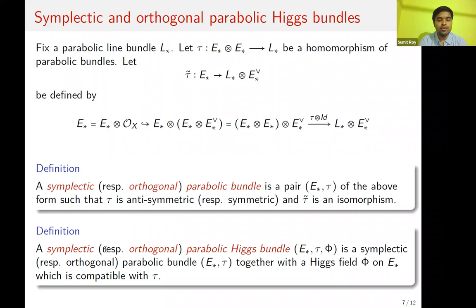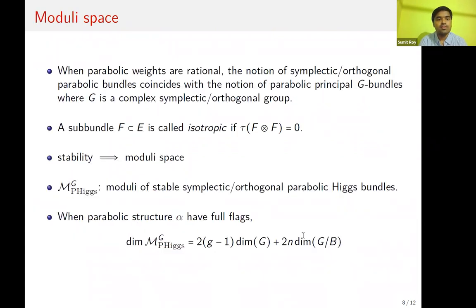Okay. And for orthogonal symplectic parabolic Higgs bundles, the Higgs field needs to become compatible with this form tau. It's a bilinear form. So when parabolic weights are all rational, in that case, the notion of symplectic or orthogonal parabolic bundles coincides with the notion of parabolic principal G bundles, where G is a symplectic or orthogonal group.